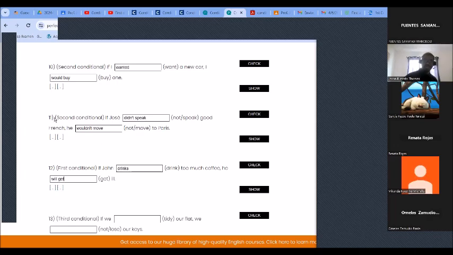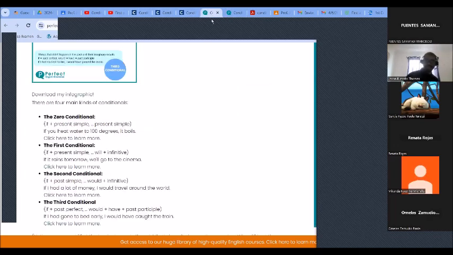All right, guys, you have to remember the formula. Let's look back at the formula one more time. First conditional: if plus the present simple, and will plus the infinitive. Past simple for the second conditional, and would plus the infinitive. All right, last one, Diego.